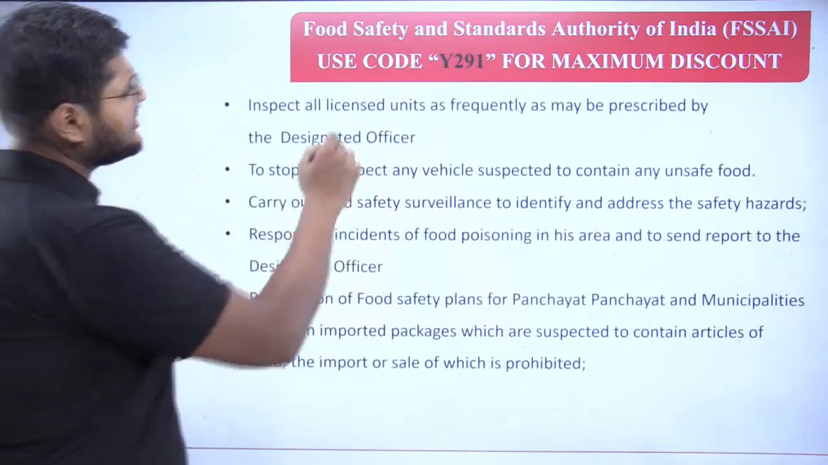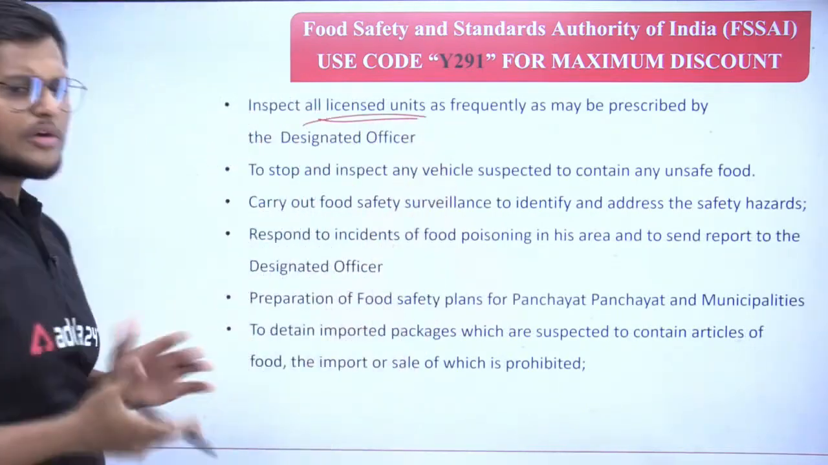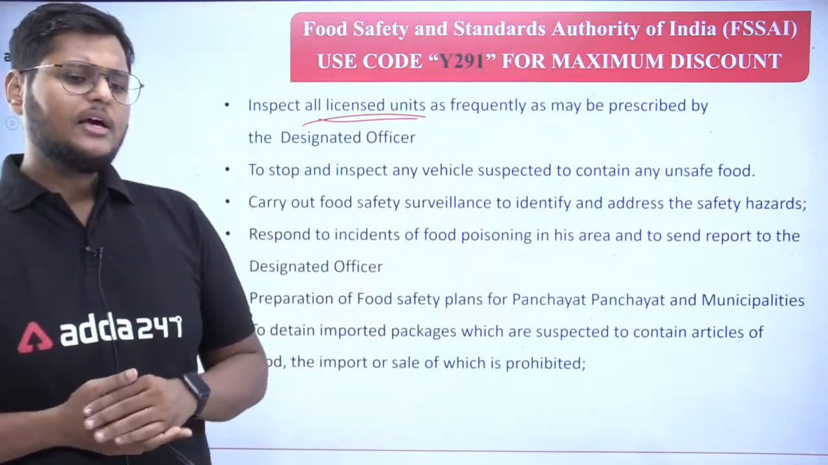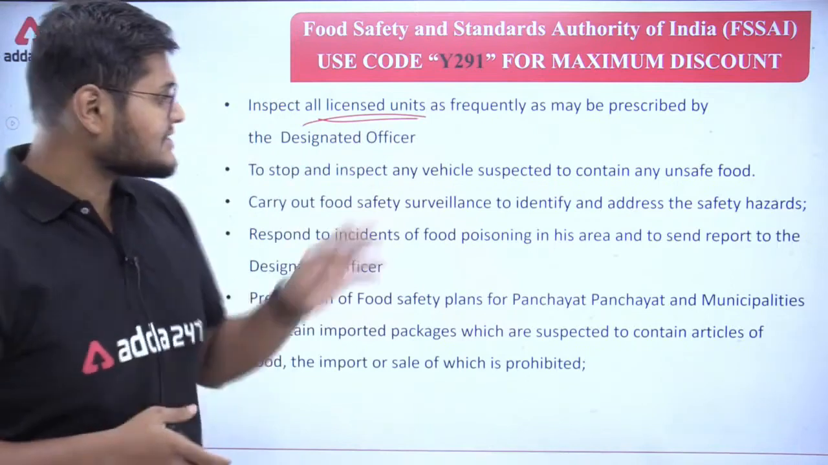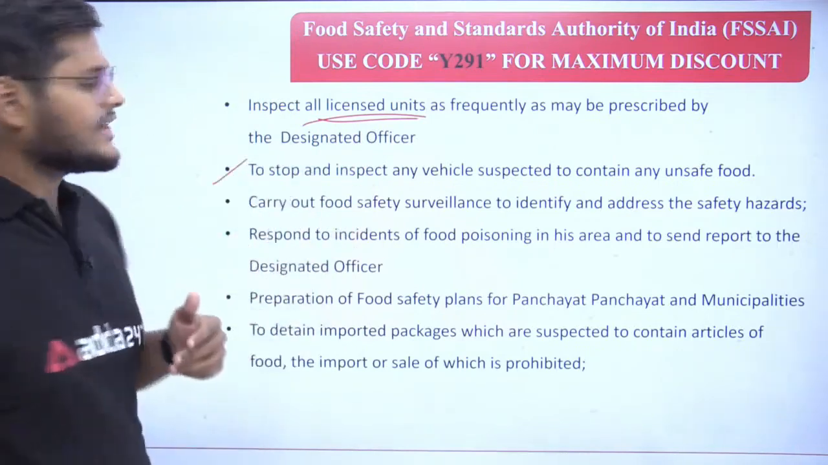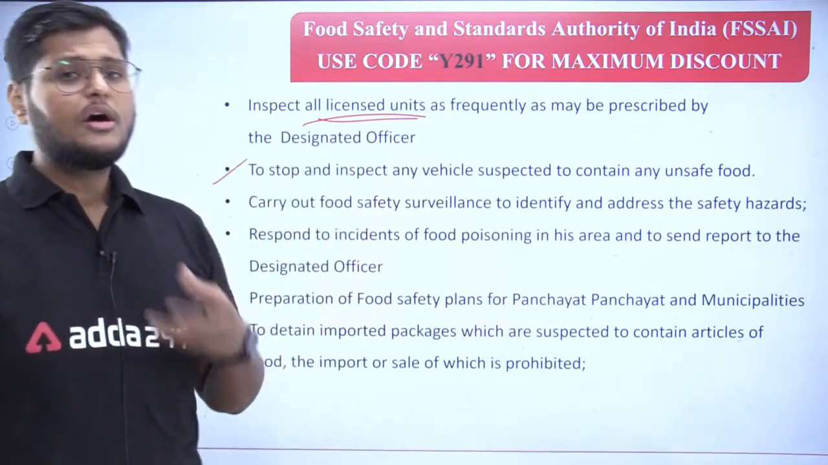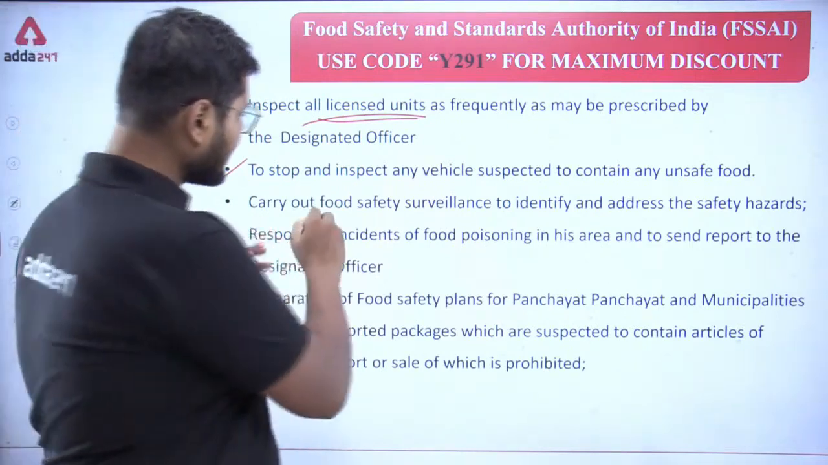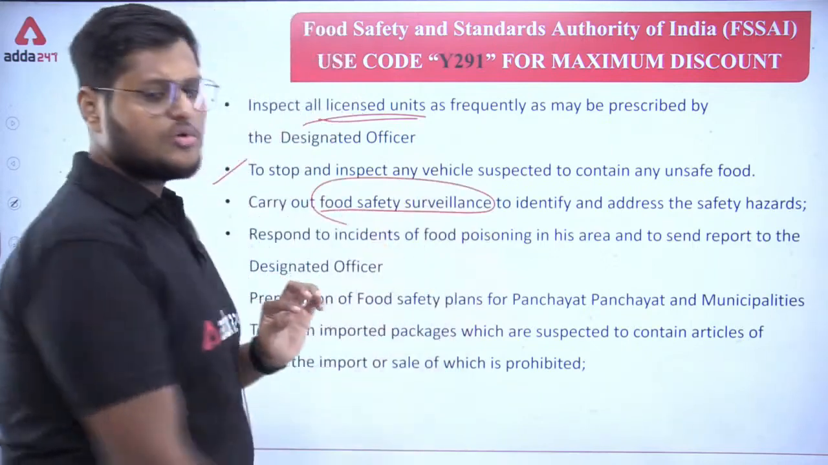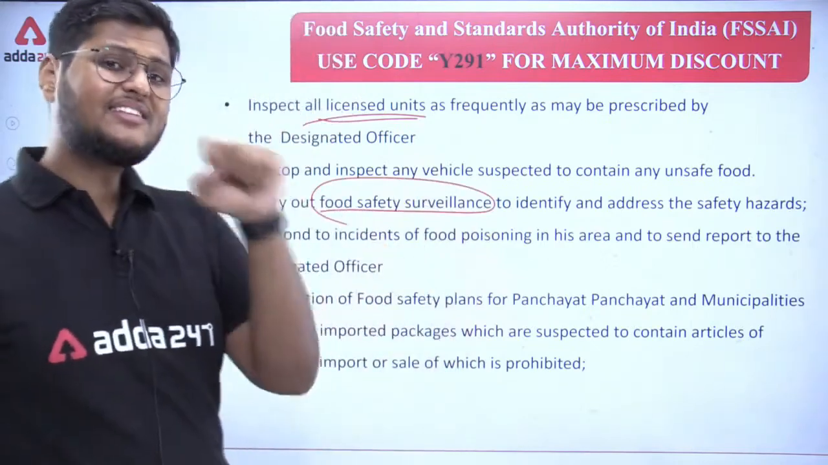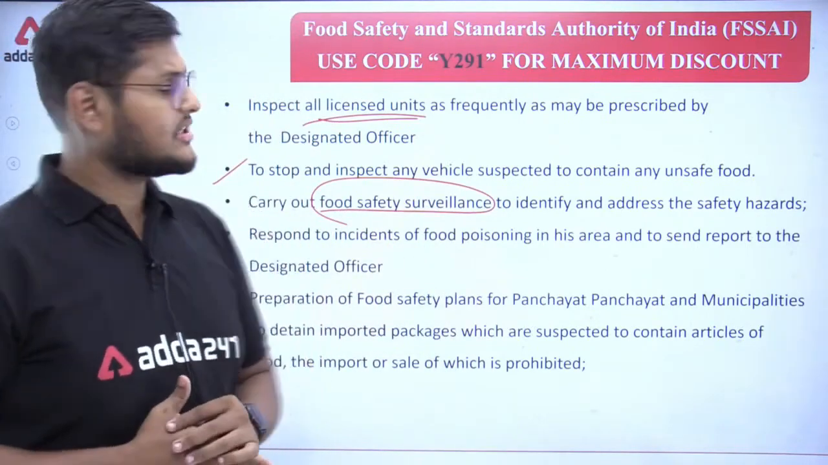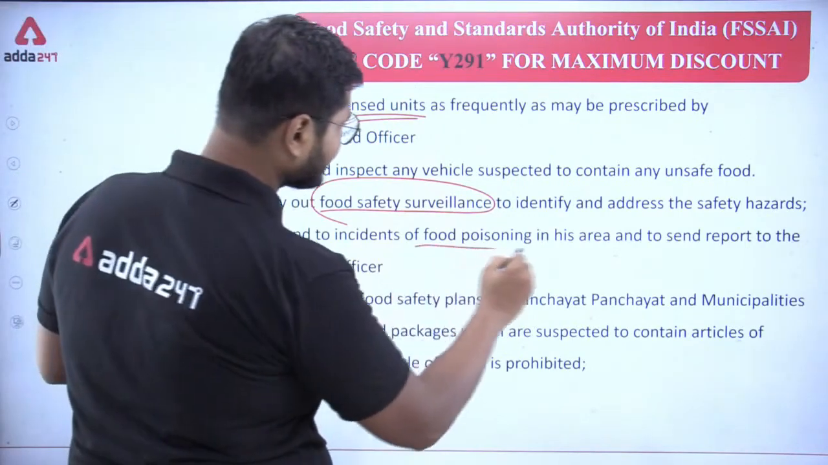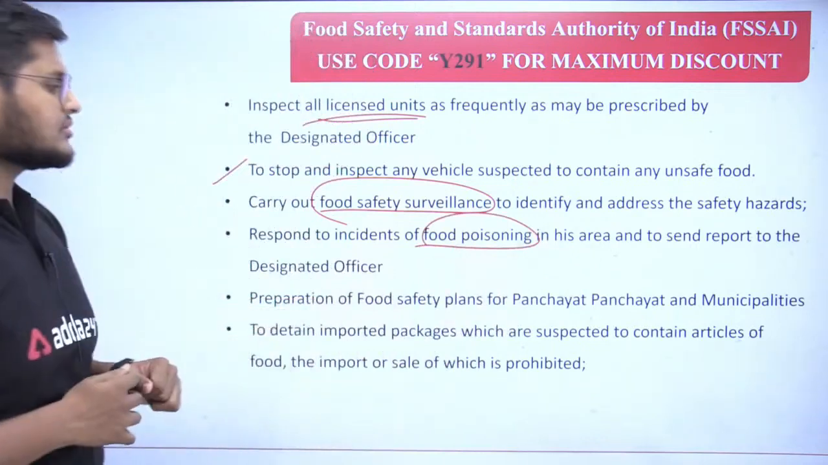inspect all licensed units, all the food business operators who have been licensed by the designated officer. Then they can stop any vehicle and inspect the vehicle also for any kind of contamination or any kind of prohibited or unsafe food. Then carry out food safety surveillance to identify and address the different risks and safety hazards associated with food. Respond to incidents of food poisoning in his area and send a report to the designated officer.